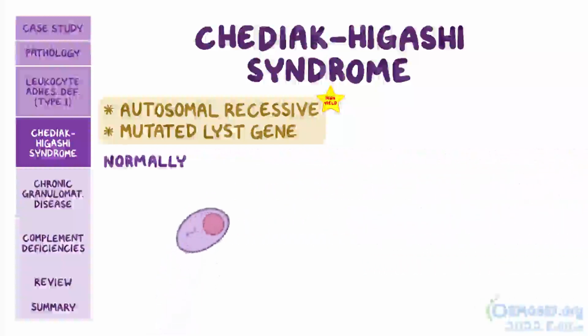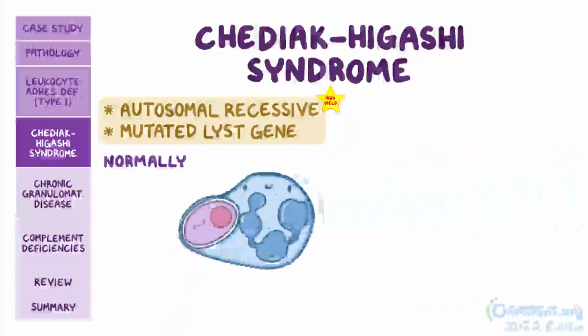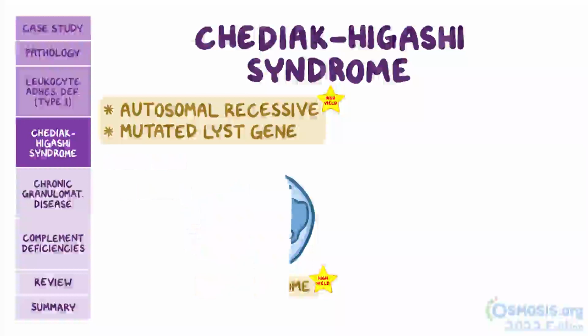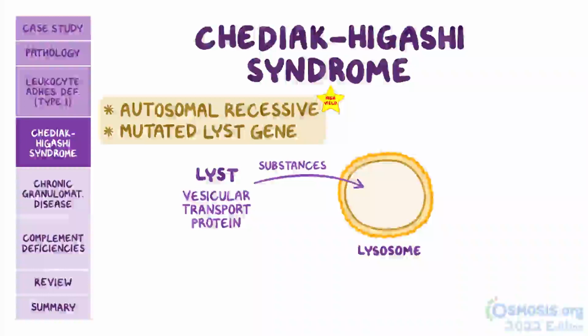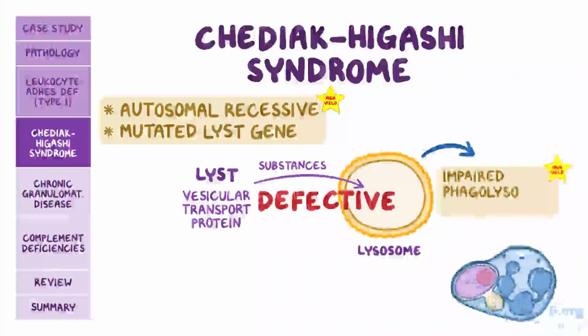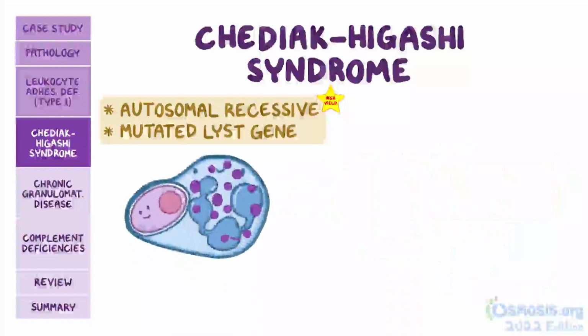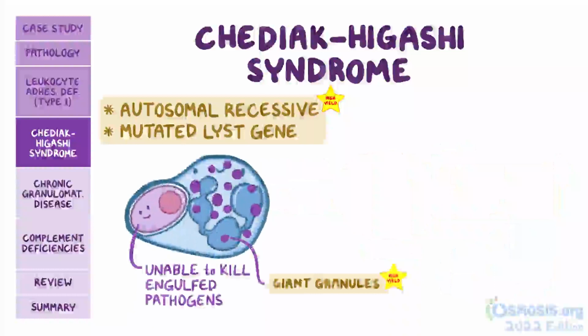Normally, when a phagocyte detects a pathogen, it wraps around it and engulfs it, forming a vesicle inside the phagocyte called a phagosome. Then the phagosome fuses with a lysosome, forming a phagolysosome, and lysosomal enzymes destroy the pathogen. In Shigyaki-Gashi syndrome, there's defective transport into lysosomes, which results in an impaired phagolysosome formation. Affected phagocytes produce giant granules but are unable to kill engulfed pathogens.